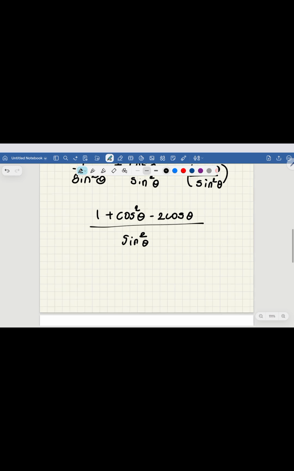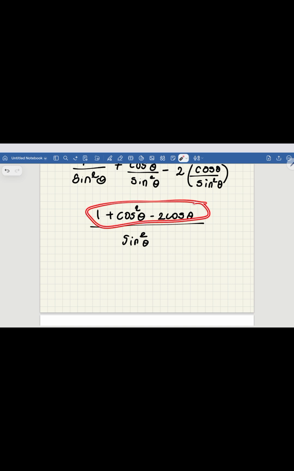You know what sine square theta is, alright? It is 1 minus cos square theta. One more thing, if you observe carefully, you will notice that this is in the form of a square plus b square minus 2ab.